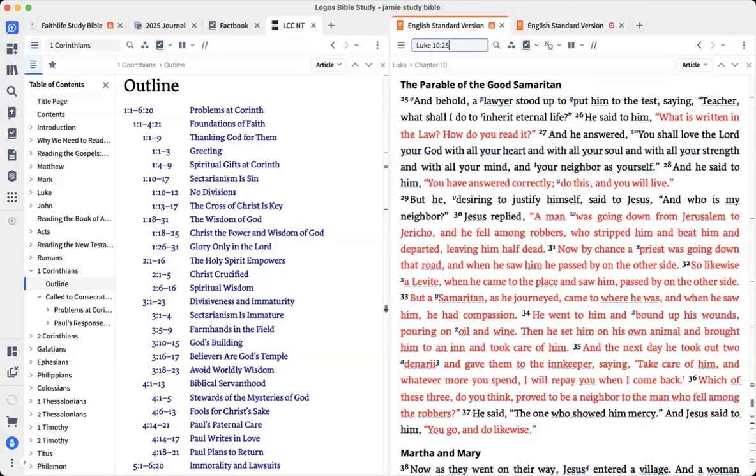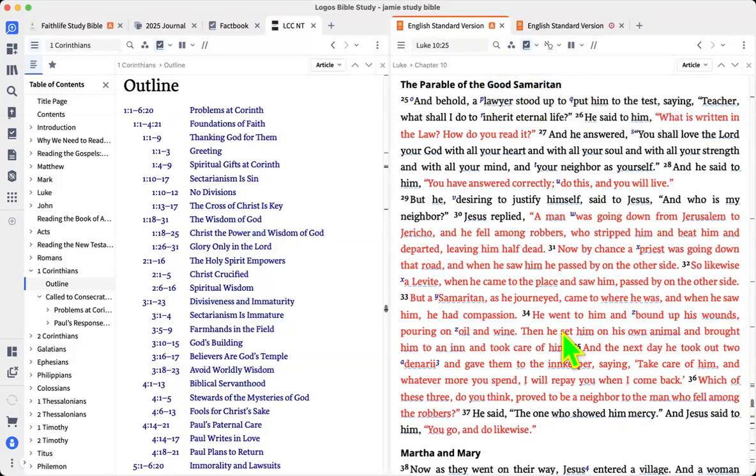If we don't understand the social background context, sometimes we will misinterpret and we won't understand what the passage is saying. And the example that I'm using here is the parable of the Good Samaritan. Now, for us, a Good Samaritan sounds like a hero. It sounds like a really positive person.